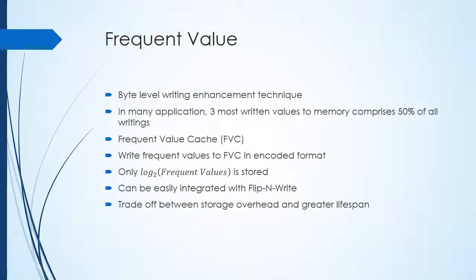The next technique that we're going to use is the frequent value. The frequent value is basically a byte level writing enhancement technique. Many researchers show that the three most written values to memory comprise 50% of all writings. So in order to take advantage of the frequent values, we introduce the frequent value cache, the FVC. And the frequent values are written to the cache in encoded format.